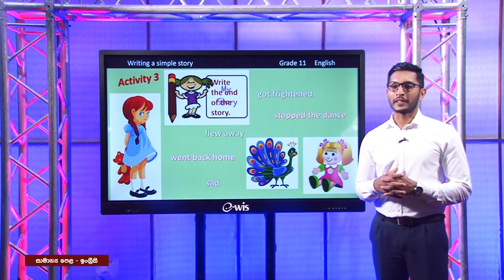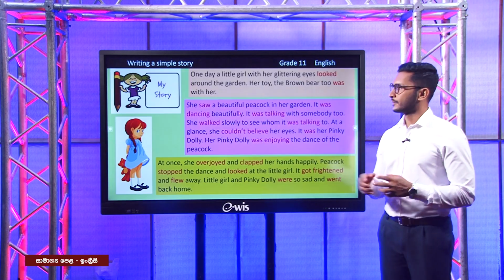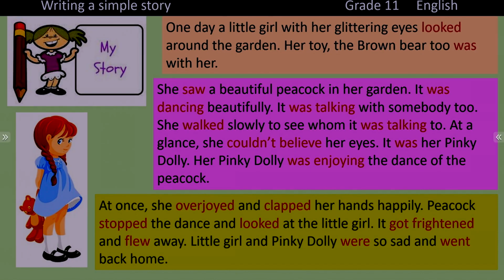Now, I hope you have completed the end part of the story. We'll see what I have written there. Shall we read the story? One day, a little girl with her glittering eyes looked around the garden. Her toy, the brown bear, too, was with her. She saw a beautiful peacock in her garden. It was dancing beautifully. It was talking with somebody too. She walked slowly to see whom it was talking to. At a glance, she couldn't believe her eyes. It was her Pinky Dolly. Her Pinky Dolly was enjoying the dance of the peacock.